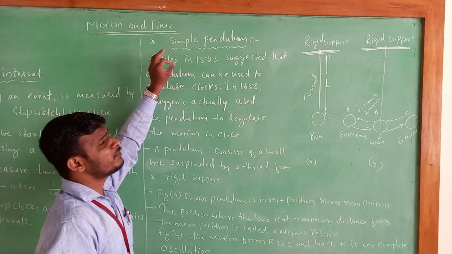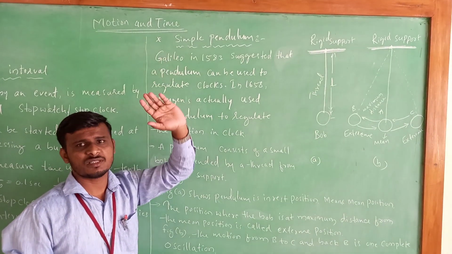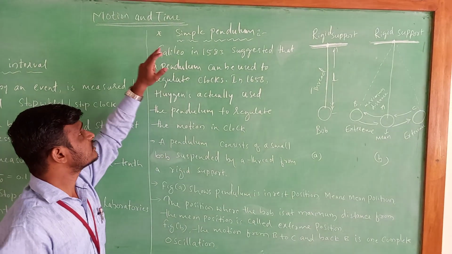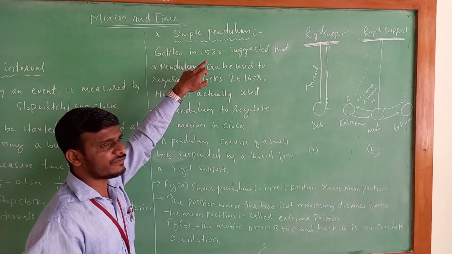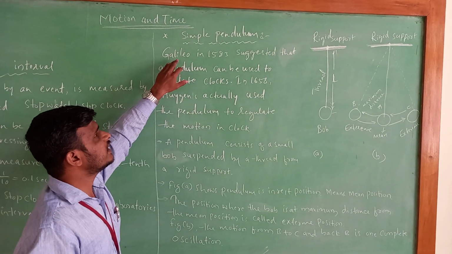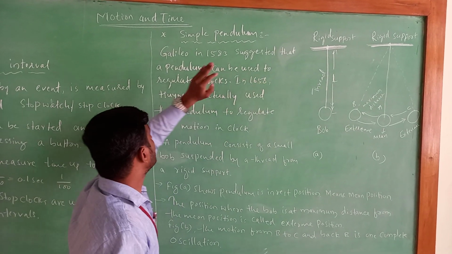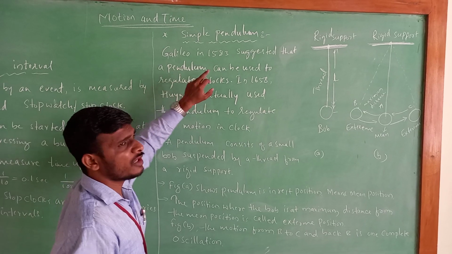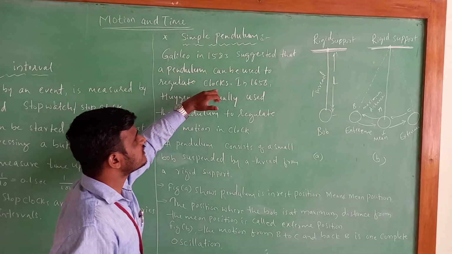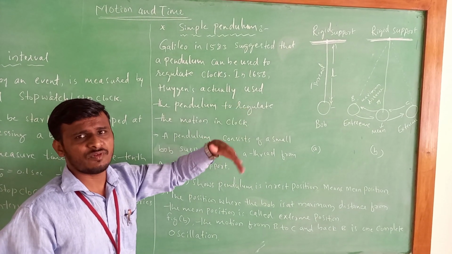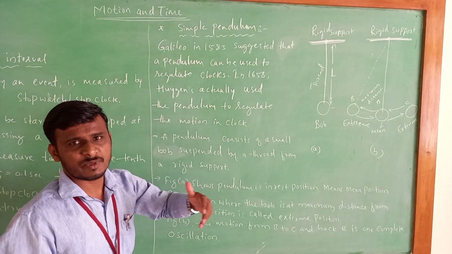Next is the simple pendulum. We will study how a simple pendulum is used in the measuring of time. Galileo Galilei in 1583 suggested that a simple pendulum can be used to regulate clocks. You have seen pendulum clocks in your homes or somewhere outside.